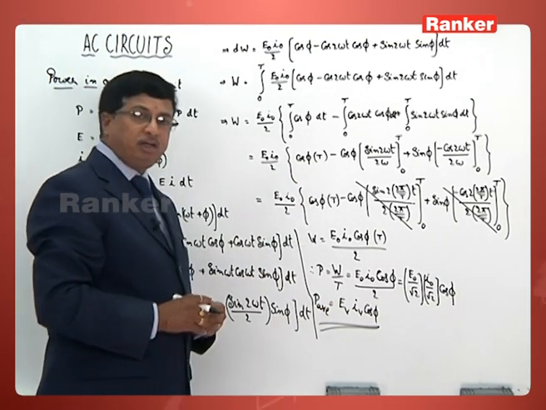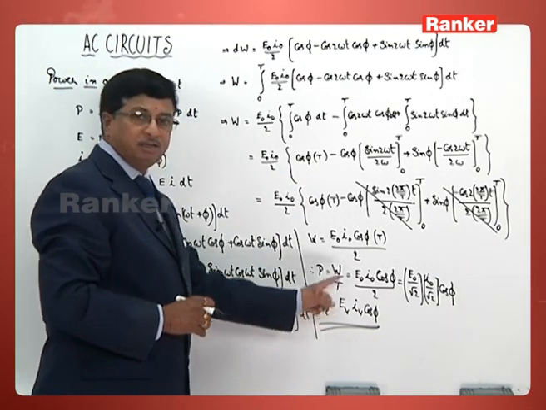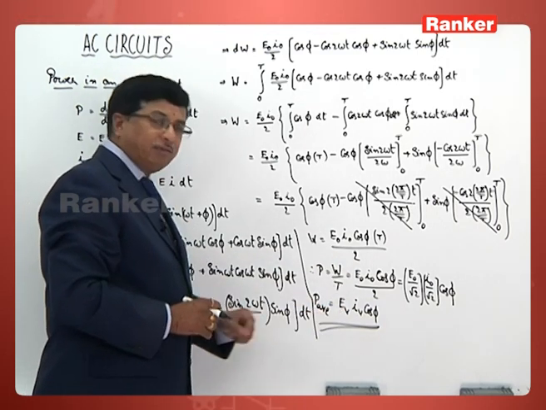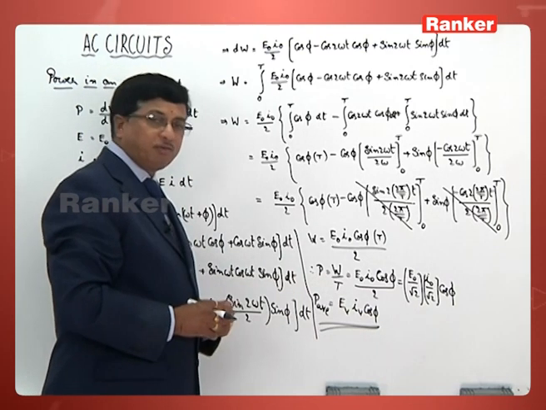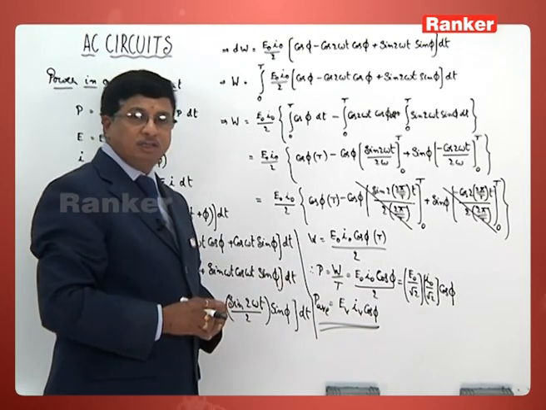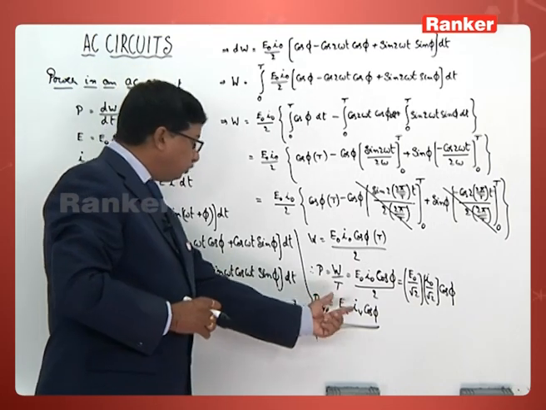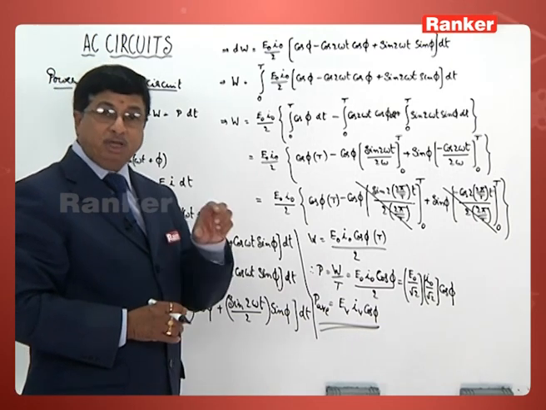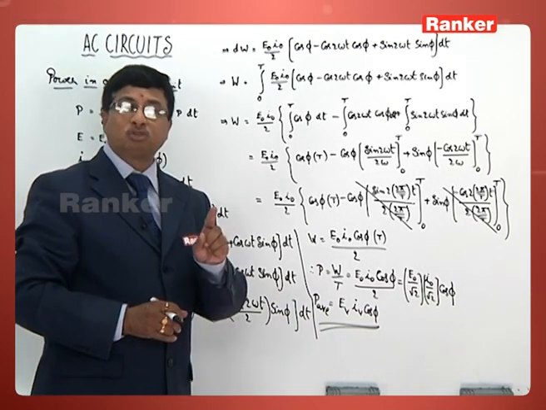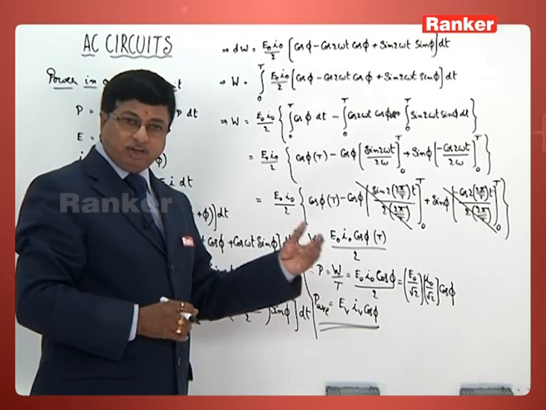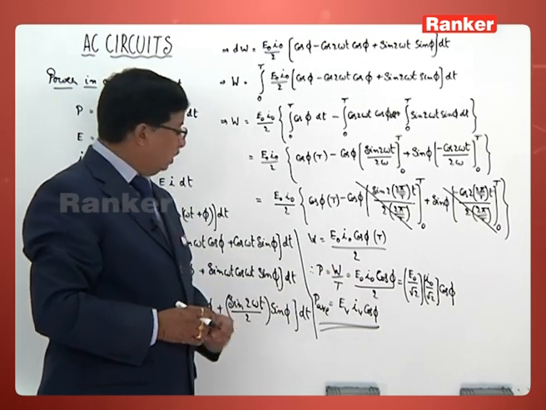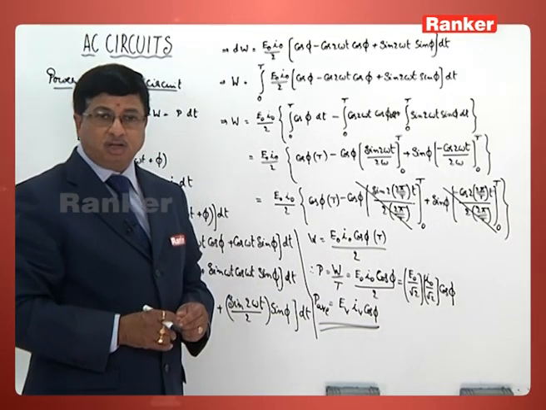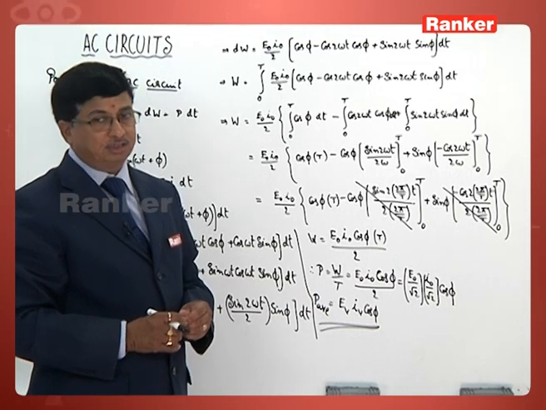What is that equation we are getting? EV into IV into cos phi. This is virtual value of EMF, this is virtual value of current, and phi gives us the angle between these two. That's what that virtual value of EMF is making an angle with virtual value of current, that otherwise we can call it as phase. So this is the final outcome as far as the power in an AC circuit that's concerned.